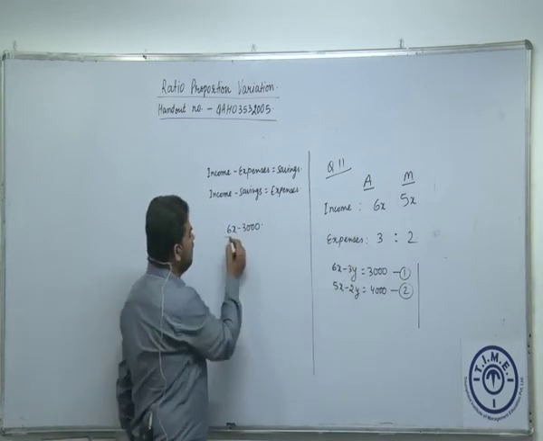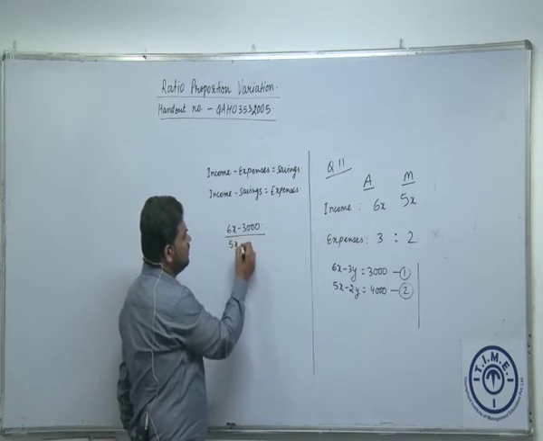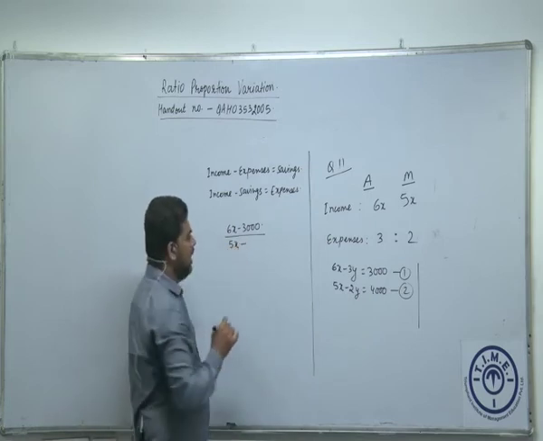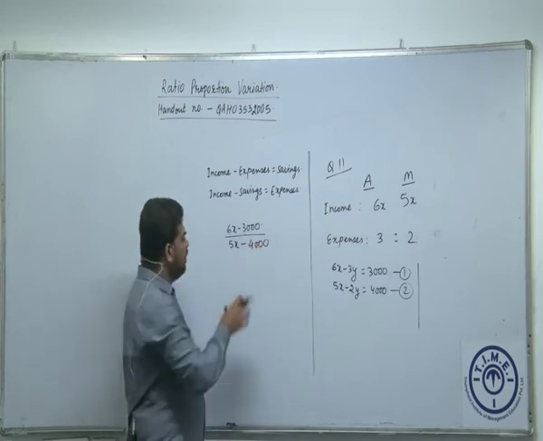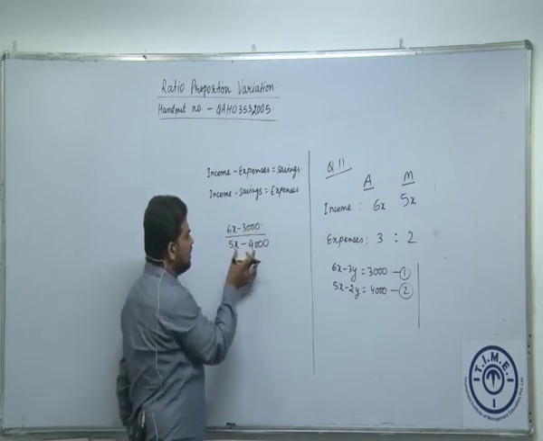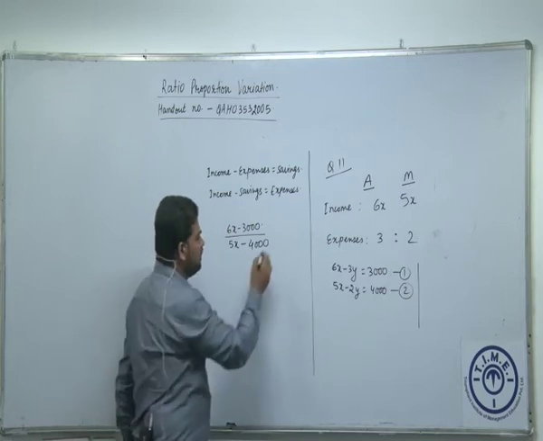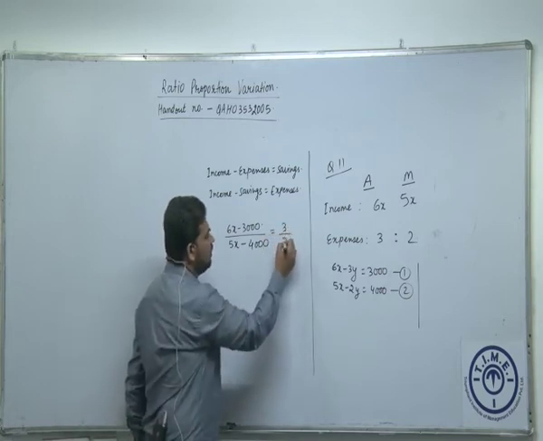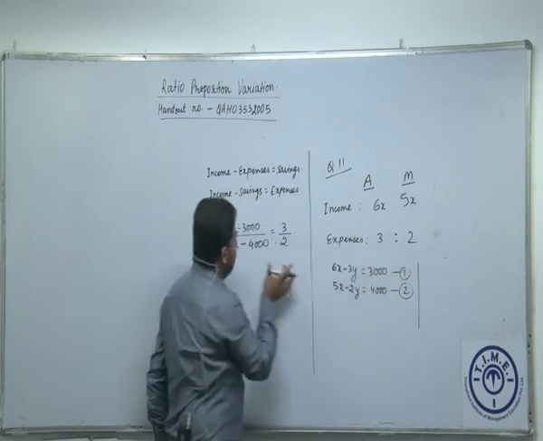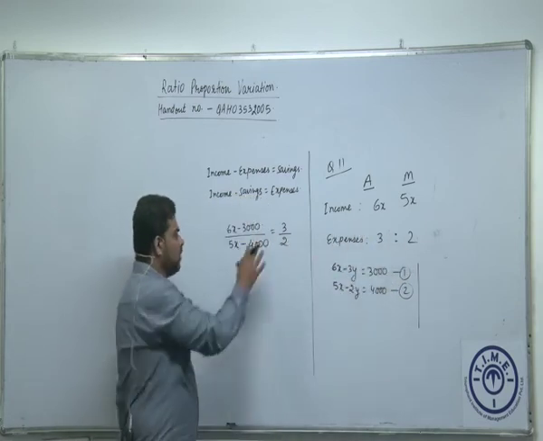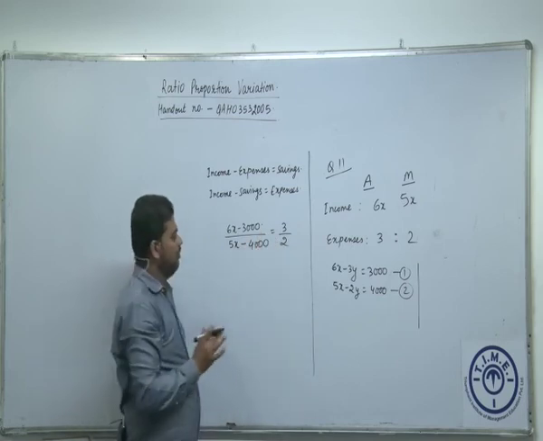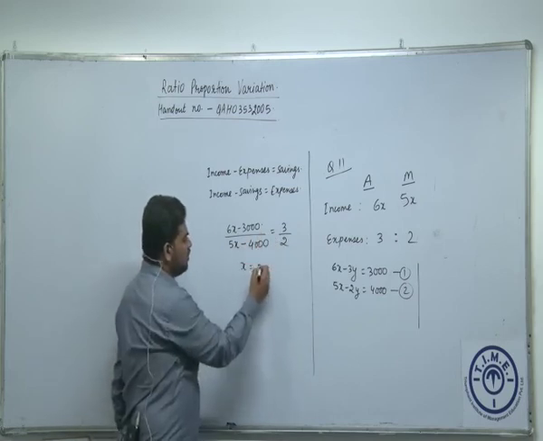For Mukesh, it will be what? 5x. 5x is the income and the savings are 4000. So 5x minus 4000. So expenses of Anil, expenses of Mukesh. What is the ratio? The ratio is 3/2. That is already given in the question. So we can cross multiply and solve. So again we'll get the value of x as 2000.